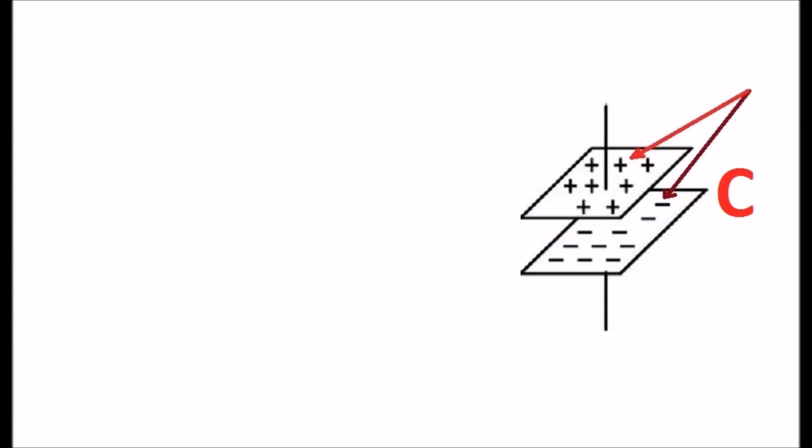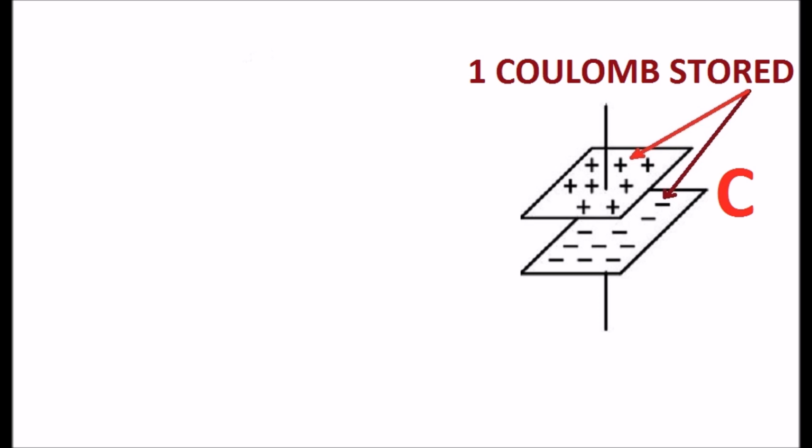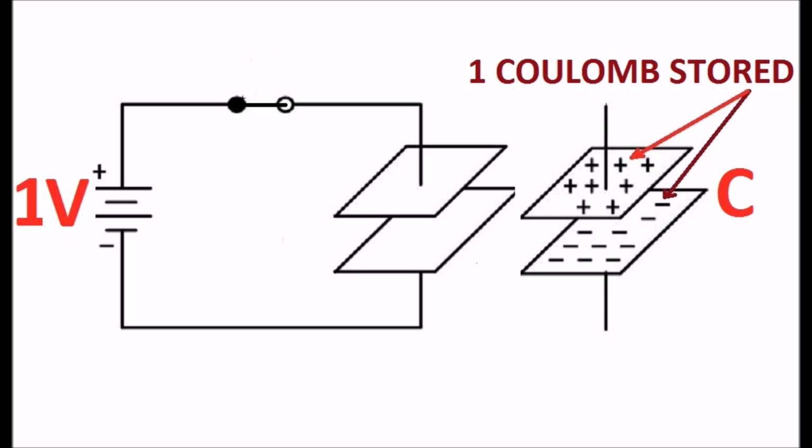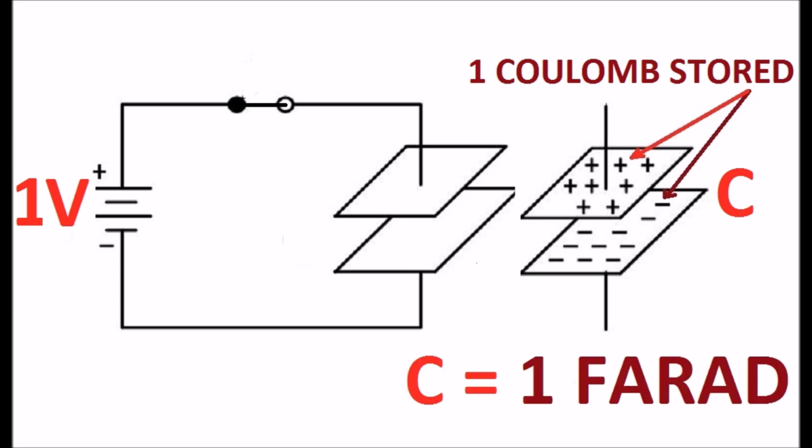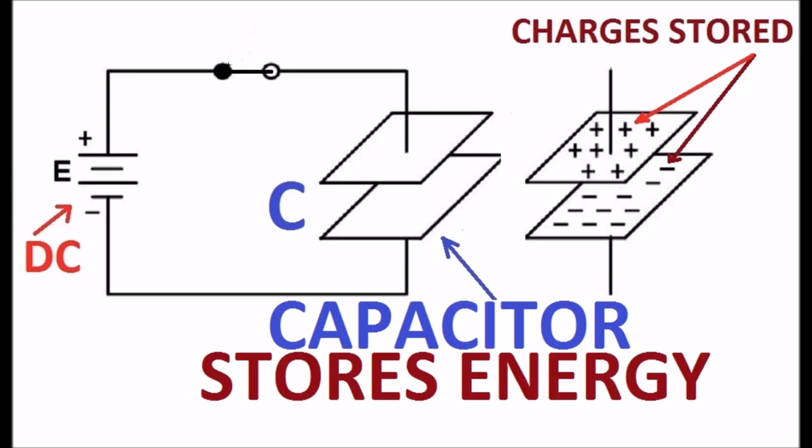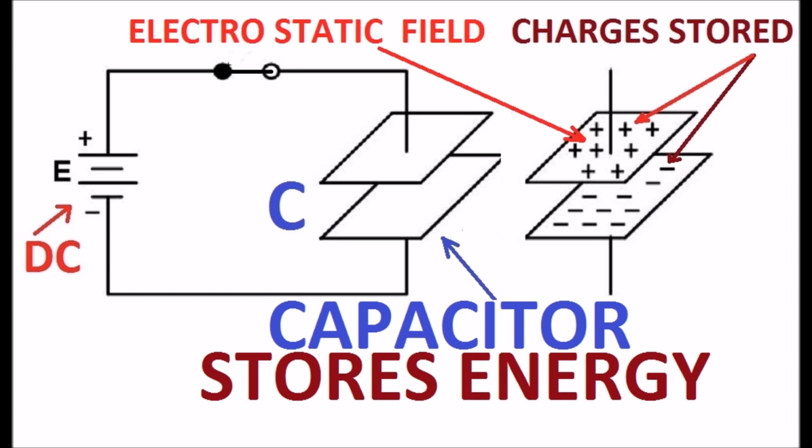If a capacitor stores 1 coulomb of charge when 1 volt is applied across it, then the capacitance is 1 farad. Capacitor stores electrical energy in electrostatic field.